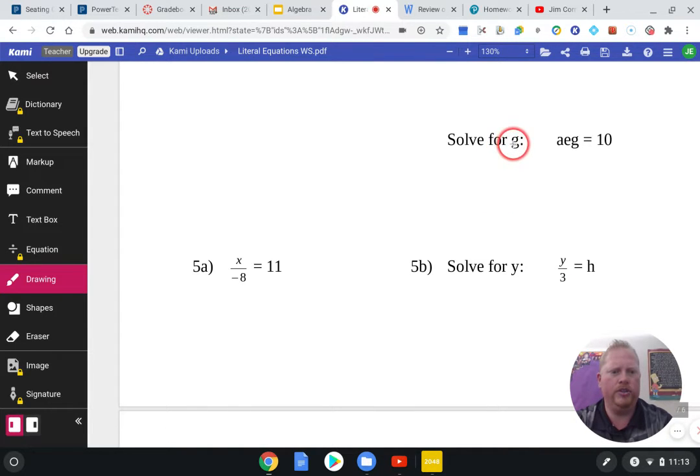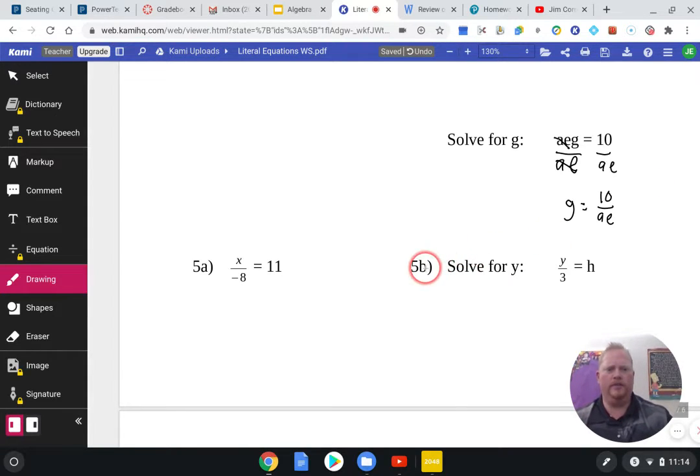Let's try this one. Solve for g. Well, what else is hanging out with the g? There's the a and the e. What are the a and the e doing? They're both multiplying the g. So because they're doing the exact same thing, I can get rid of them all in the same step. I can divide by ae. And that way, ae up here and ae down there can both cancel out at the same time. So g equals 10 over ae. The answer is not pretty, but it doesn't have to be.